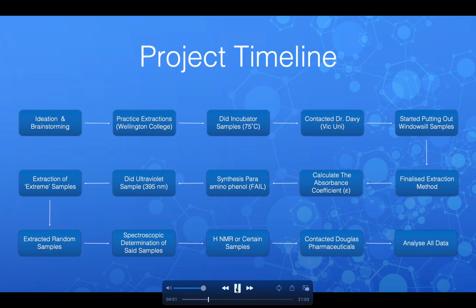And then NMR, or nuclear magnetic resonance, was used to determine the reliability and accuracy of my method. I then finally contacted Douglas Pharmaceuticals, which confirmed my hypothesis of what paracetamol would react to become.